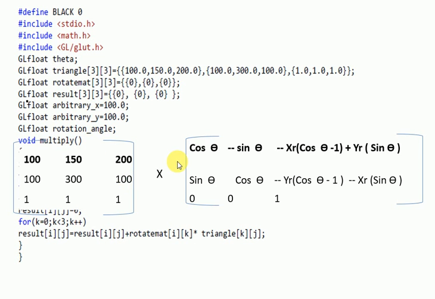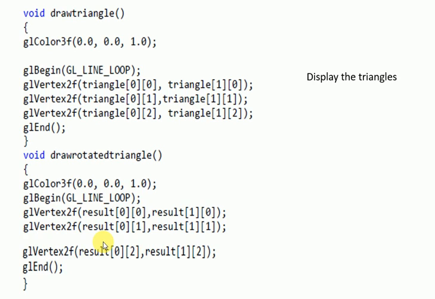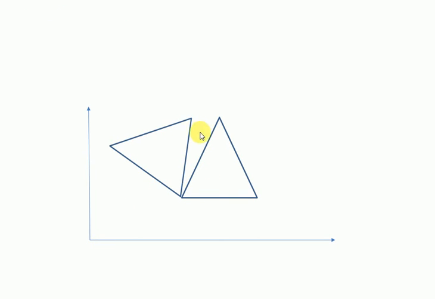Now, the multiplying. Here we have rotate result of ij equals plus rotate matrix of ik into triangle of kj. Triangle of kj is this value and the rotate matrix is this value. Now we multiply these two to get the resultant matrix. And here, this is the final output. The triangle is moved to the origin, rotated and moved back, and it is shown. Thank you.